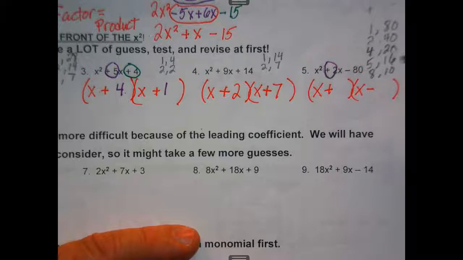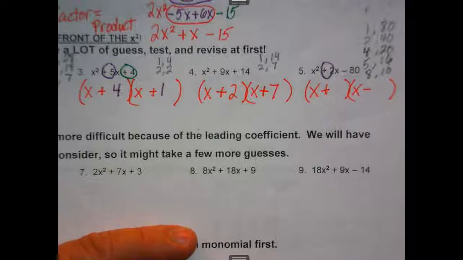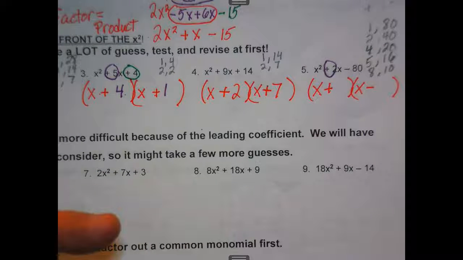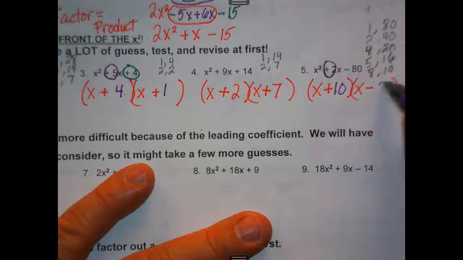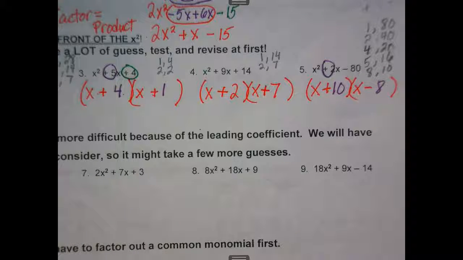Now, I'm looking for a difference of 2. Look at these numbers. Is there a difference of 2 between the factors? 8 and 10, right? Now I just got to figure out which one's positive, which one's negative. The higher one is going to be positive, so I have 10 and 8. Did it? Getting it?